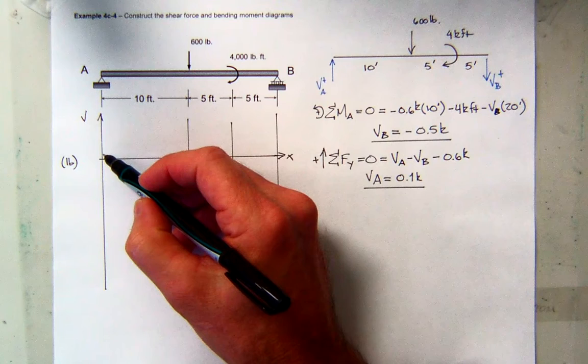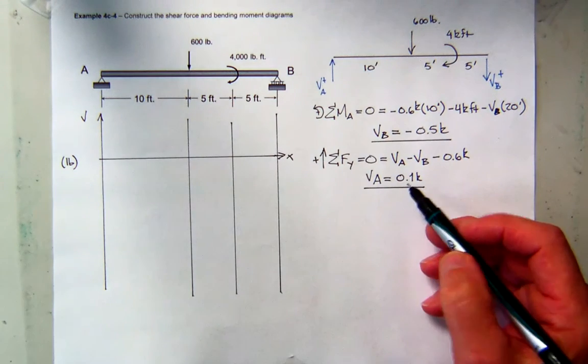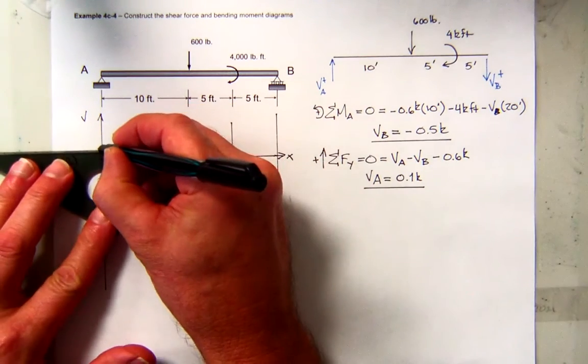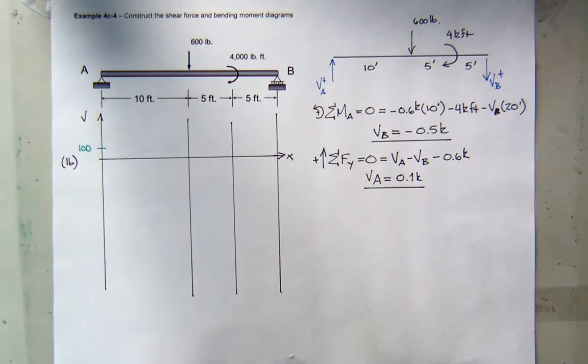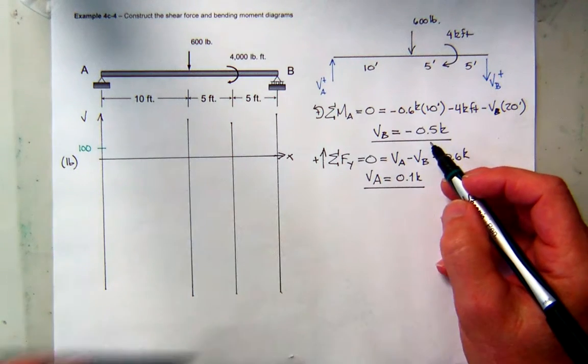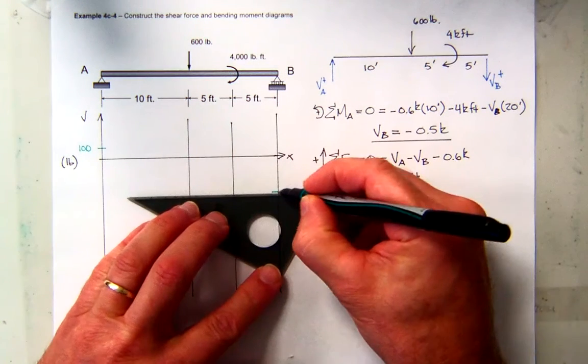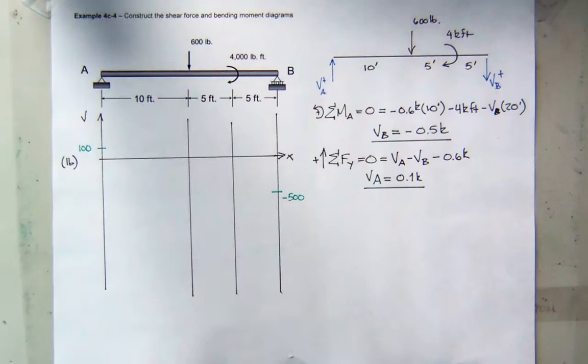So what will be the shear at A in pounds? Well, it's 100, and it's positive. Where else do I know the shear? At B. And it's what? Negative 500. Now I've got to figure out what's happening in the middle.